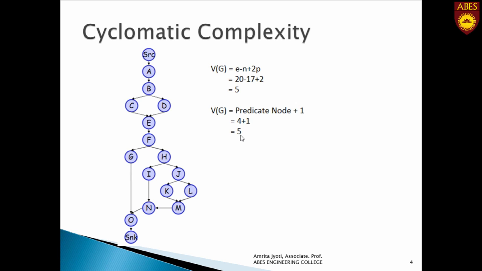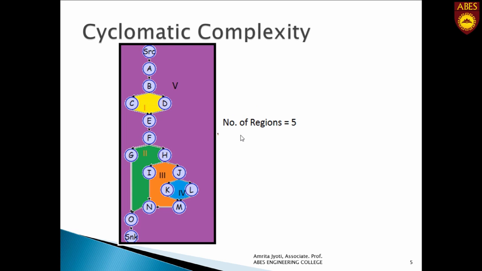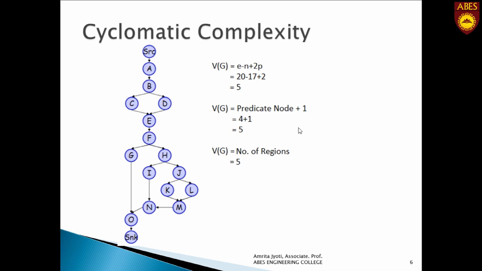And the third method is to calculate the number of regions. In this flow graph there are 5 regions: first, second, third, fourth and fifth. That means the number of regions is 5, so there are 5 independent paths in this flow graph. So with the help of all 3 methods, we count the independent paths as 5.